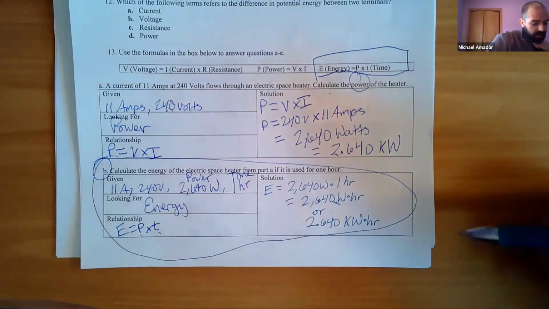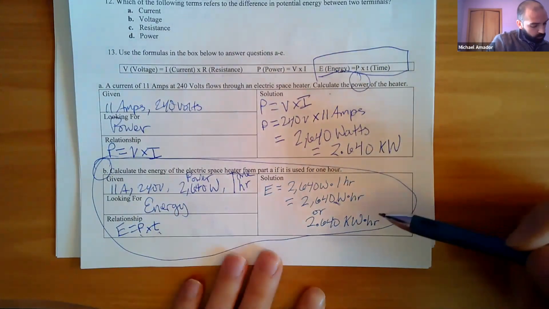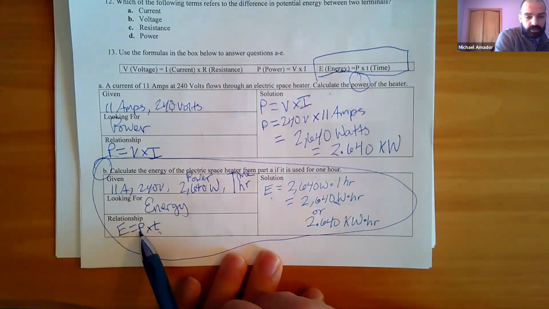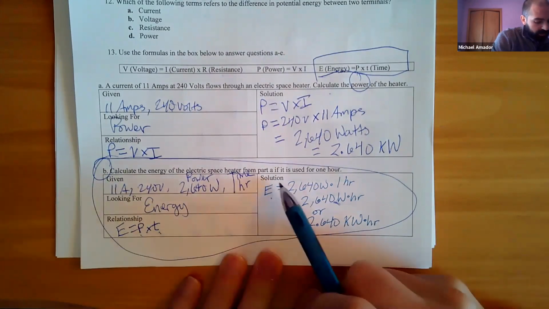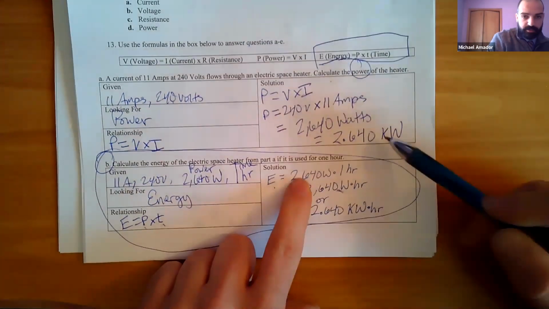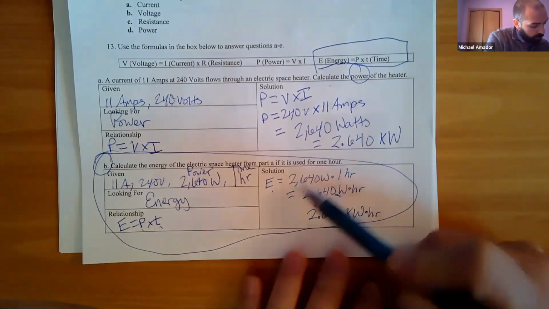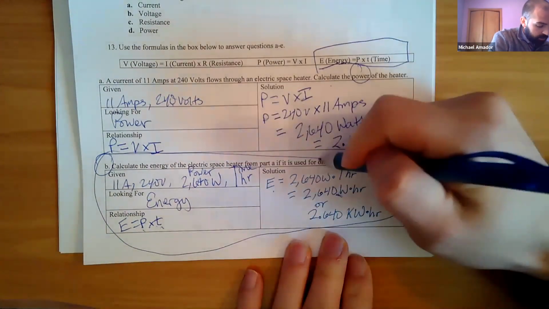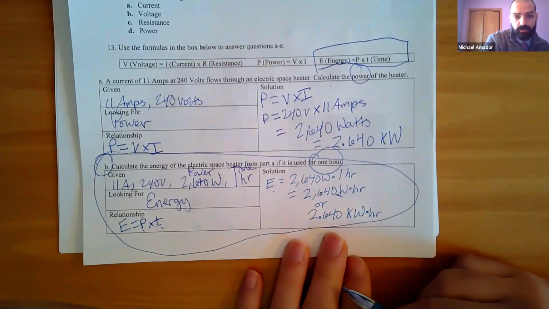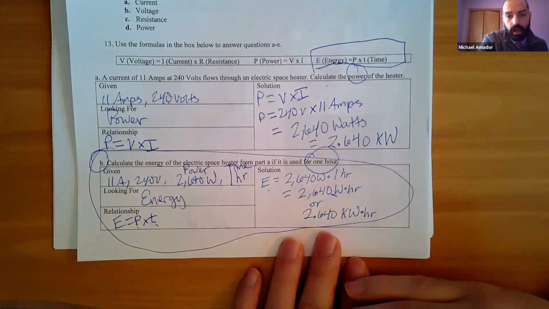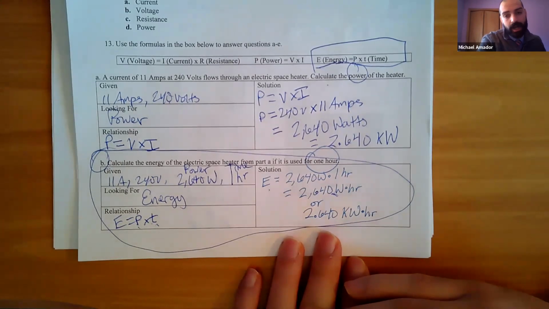So the answer to B, the final step is that we're using the relationship energy is equal to power times time. We already solved for the power in the previous problem. It's 2,640 watts. And we have to multiply it by time, and the time is 1 hour. So this is actually pretty straightforward. We just do 2,640 watts times 1 hour, and then that's 2,640 watt hours. The units are called watt hours.